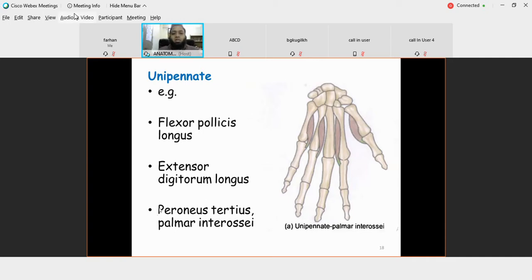So this is the longus muscle. Peroneus, in the leg the muscles are there. The palmar interossei we can see in the hand. These all are unipinnate.